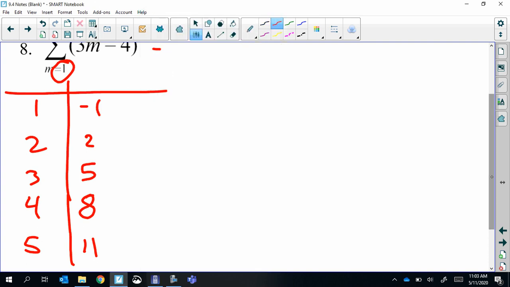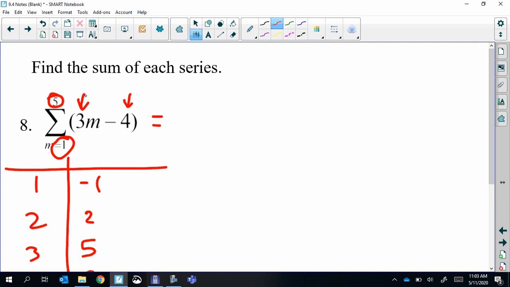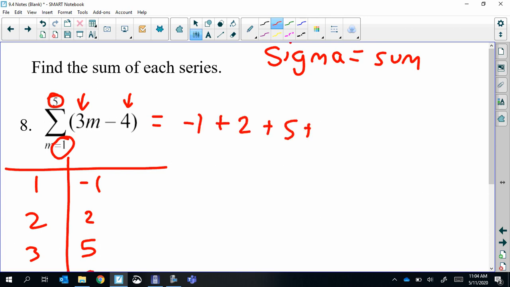So this notation, which is just called a sigma, it's a capital Greek letter, but it just means sum. It just means find the sum of all of those numbers. So it's a shorthand notation, and it just says add all those numbers up. So that's -1, plus 2, plus 5, plus 8, plus 11. Those are the numbers we just wrote down.